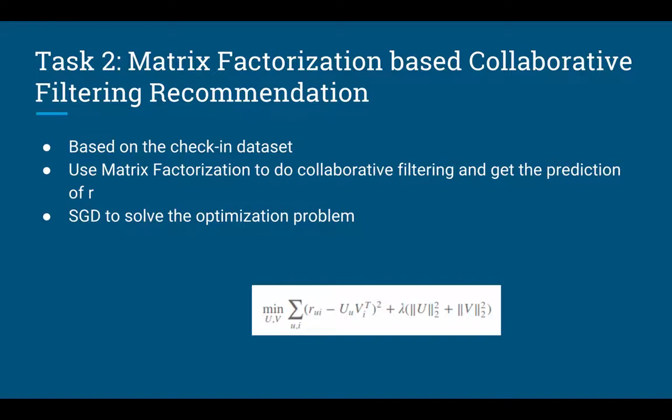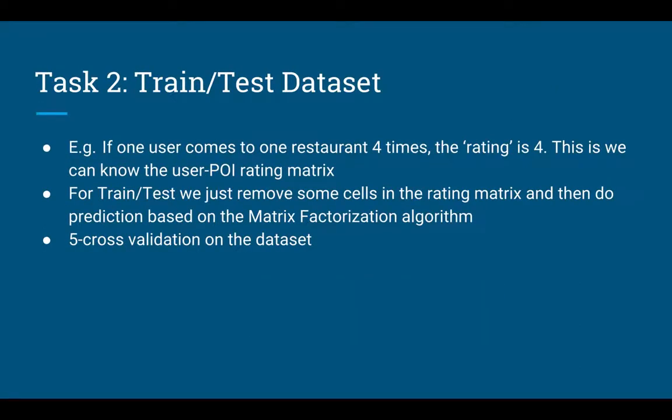Now we want to minimize the formula below. RUI here is the user U's rating of the POI I. And the end of the formula is the regularization part. We want to get the unknown RUI. We can use stochastic gradient descent to solve the optimization problem.